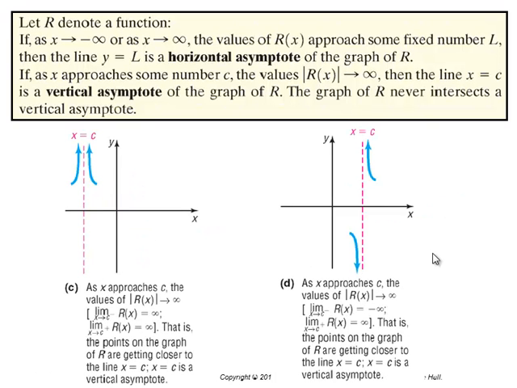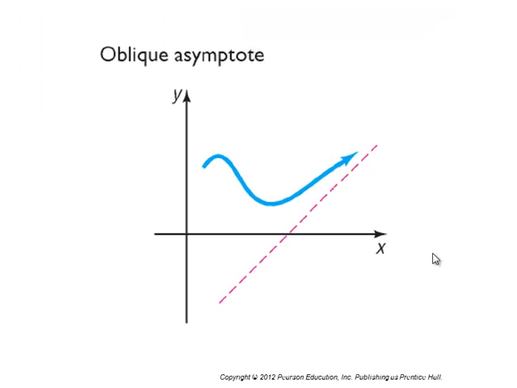So we talked about these vertical asymptotes as well. And here's actually an oblique asymptote, where it could be that the function approaches infinity in the positive or negative sense, but along a line. I'll give you an example here pretty soon.